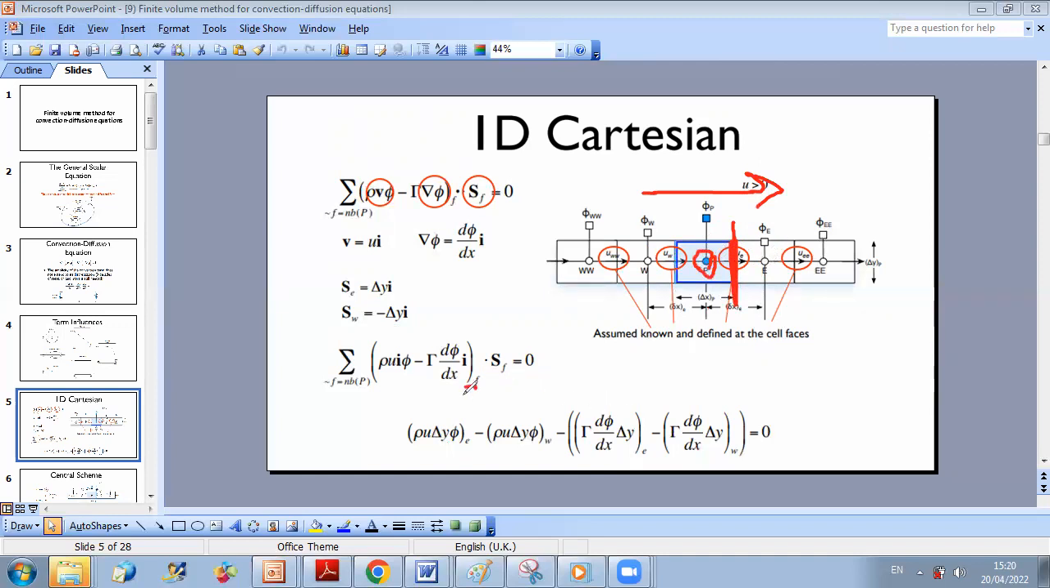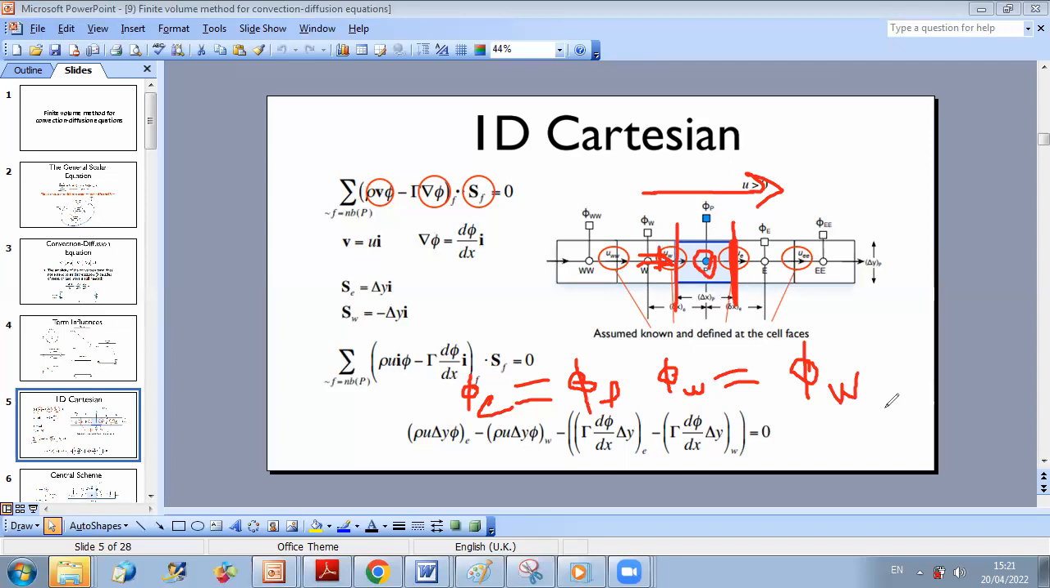Maybe it's better to say that phi at east is equal to phi p because u is positive, and phi at west will be affected due to convection by the value just before it. So phi west face equal to phi big W. So you have several approaches. This one, which I illustrated for you here, is called the upwind scheme. This means that I consider the effect of flow direction on the value of the variable at the face.